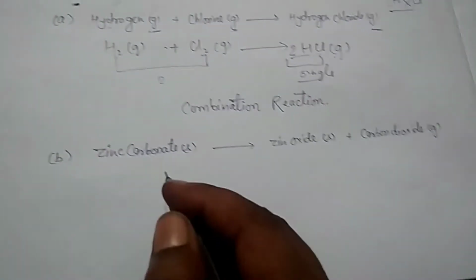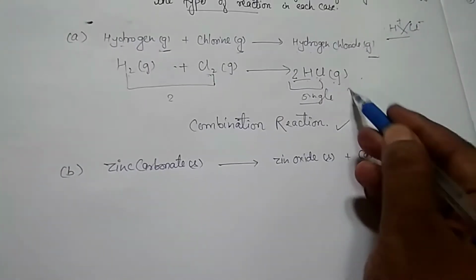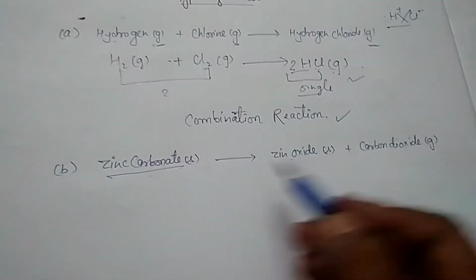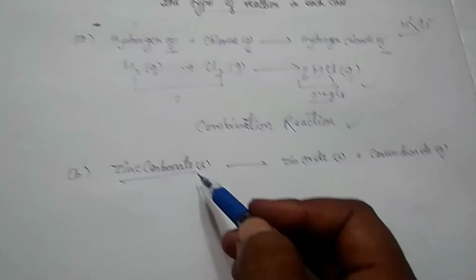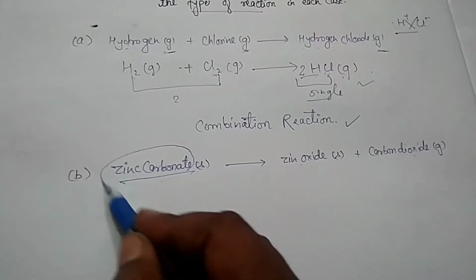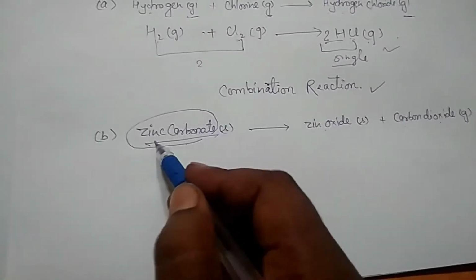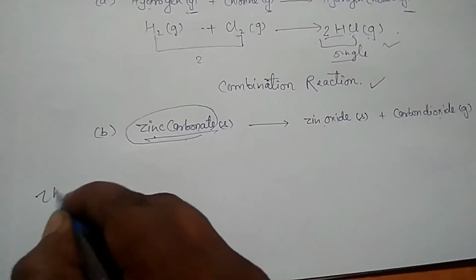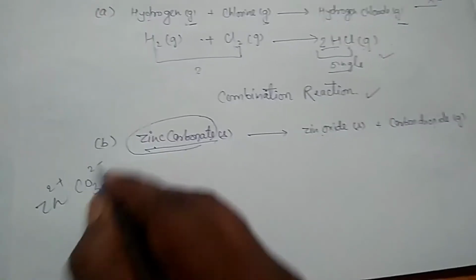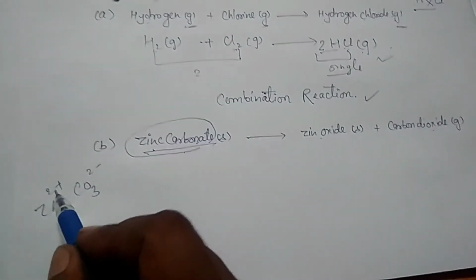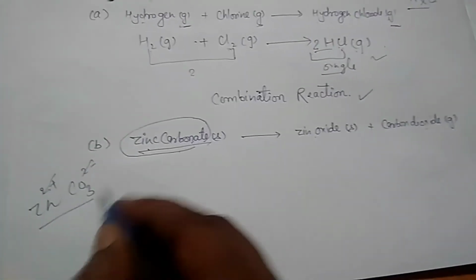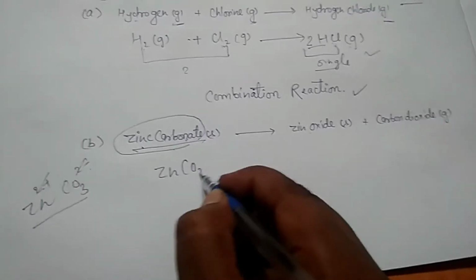Now the second example. Zinc carbonate, zinc oxide, carbon dioxide. These are given in word equation and we have to convert it into the chemical equation. So let us try to write their formulas. See children, zinc carbonate: zinc contains 2 plus charge, carbonate CO3 2 minus, children. So positive charge attracts negative charge and plus 2 minus 2 will cancel. It forms ZnCO3. Easy children?